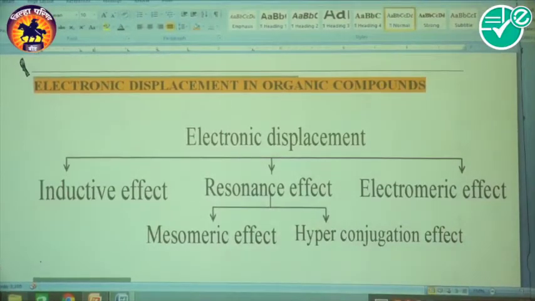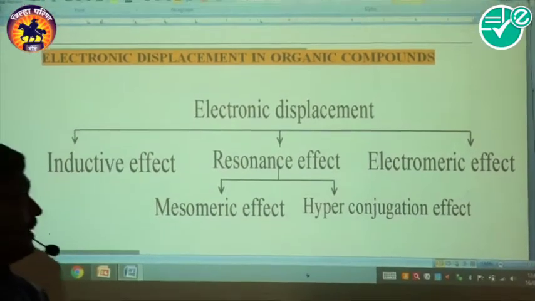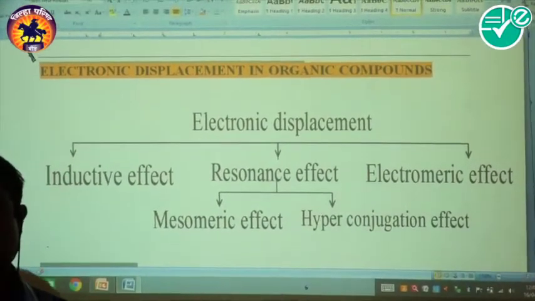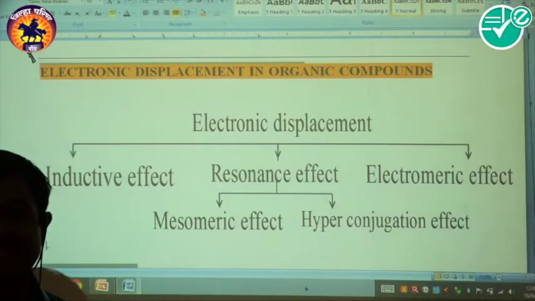Okay, look at here. Electron displacement in an organic compound. It is a very important part because on the basis of that, some questions are to be asked in the NEET exam. So for that, you must know some basic idea regarding electronic displacement in organic compounds.